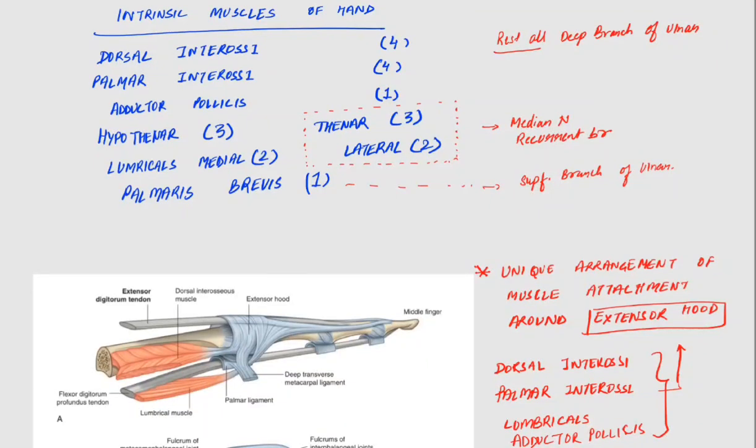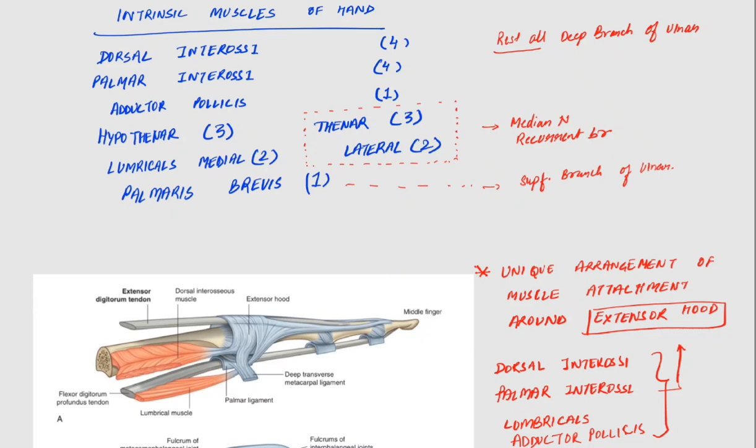Hello everyone, in today's video we will discuss intrinsic muscles of the hand, its origin, insertion, function and nerve supply. For this video, take your right hand in front of you and look at it from the palmar aspect. We will discuss different layers of the hand muscles from the dorsal side to the palmar side, layer by layer.